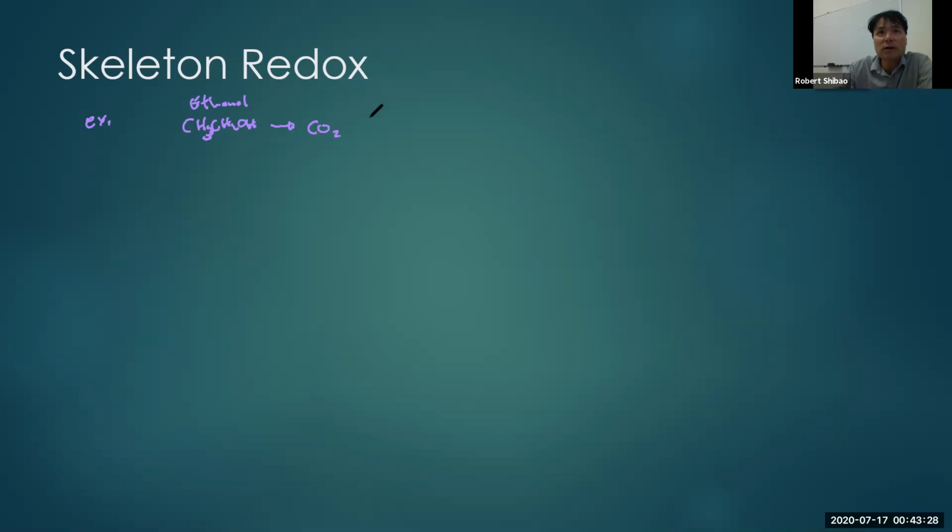And so this is what we call a skeleton redox. This is called a skeleton half reaction here. All we know is that ethanol is probably going to burn and it's probably going to form CO2. That's what's going to happen. And so if we want to know the whole thing, the whole story, then this is what we do for skeleton redox. So this is skeleton half reaction.